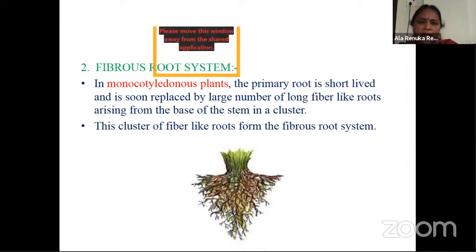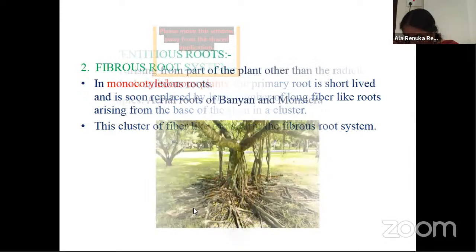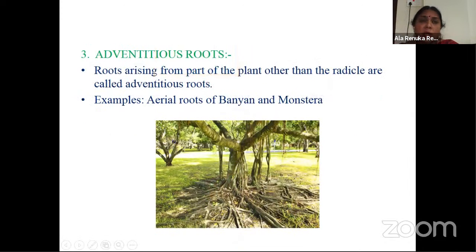Actually, you all have had a brief introduction to dicotyledonous plants and monocotyledonous plants in your 9th class itself. So the fibrous root system is a characteristic feature of monocotyledonous plants. Then we also see roots arising from different places.